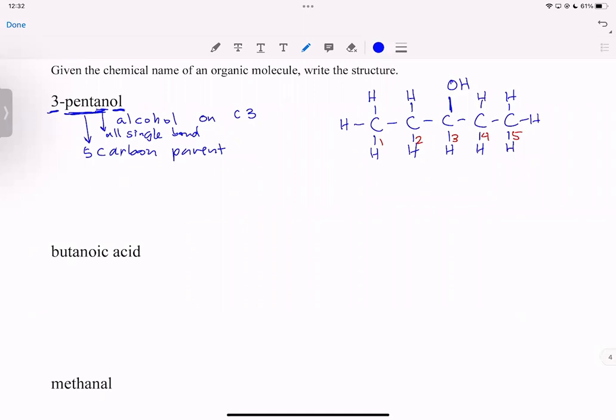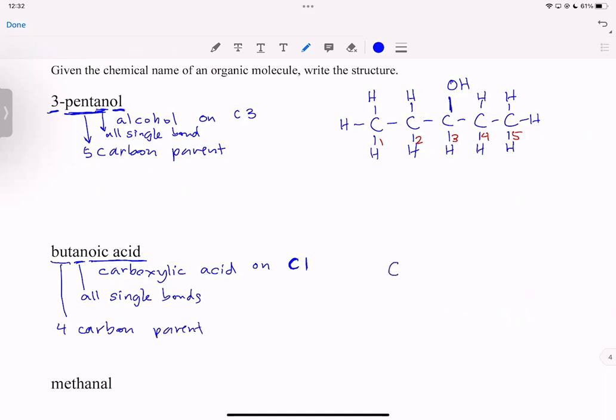For the next one, we've got butanoic acid. So when you have the oic acid name ending, this means it's a carboxylic acid. And we need a location. When you don't have a number at the front, see there's no number at the front of this butanoic acid, it must mean that you have it on carbon number 1, because you can take away ones or you can put ones in, and that's what we're going to do, put in the number 1. And then this AN means all single bonds. And then this but means it's a 4-carbon parent.